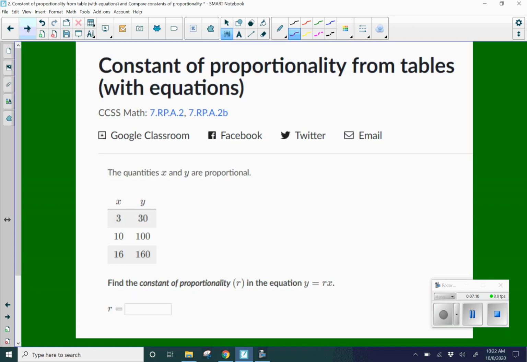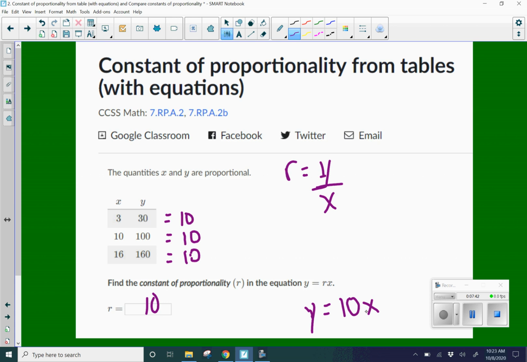Okay, the quantities x and y are proportional. Find the constant of proportionality in the equation y equals rx. So again, we're simply just doing r equals y divided by x. So 30 divided by 3 gives us 10. 100 divided by 10 is 10. And lastly, 160 divided by 16 is also 10, making our constant of proportionality r equals 10. So if I were to write this in my equation, it would simply just be y equals 10x.